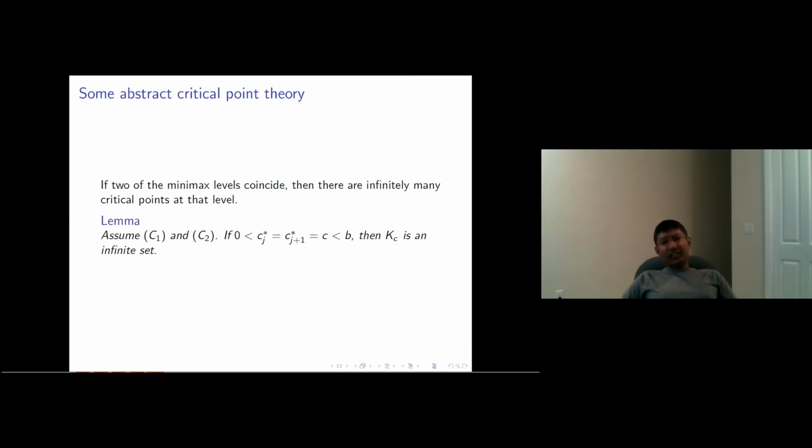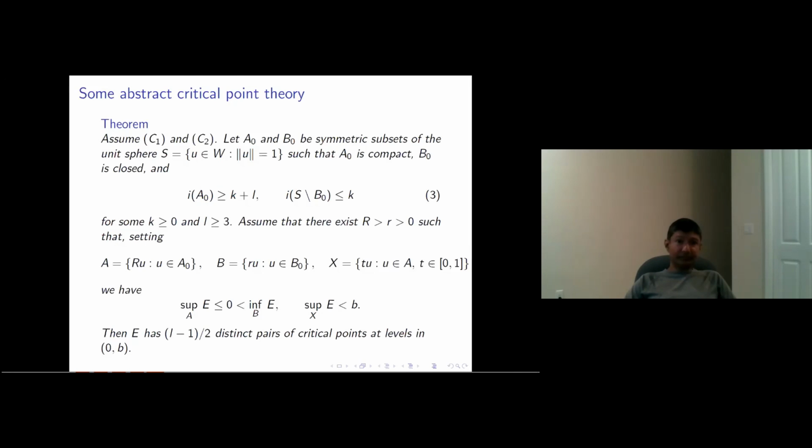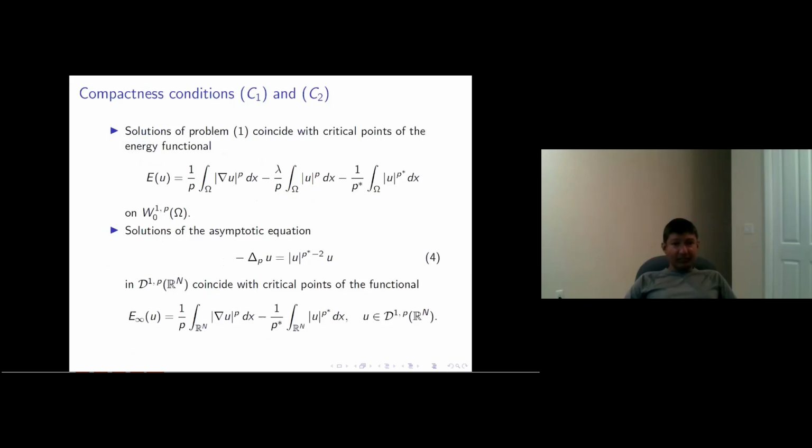And you show that just like in the classical case, when you do this min-max, if you assume C1 and C2, and if two of these min-max levels defined using the Suri index are the same, then you have infinitely many critical points at that level. And let me skip that.